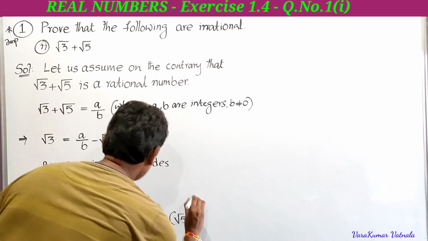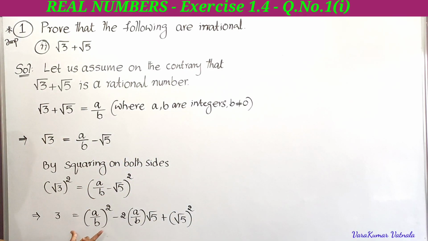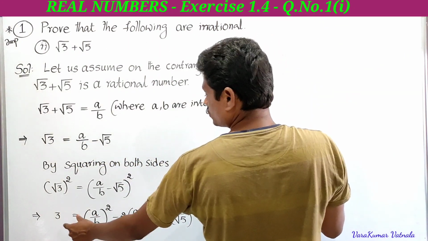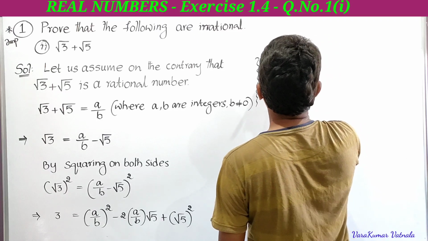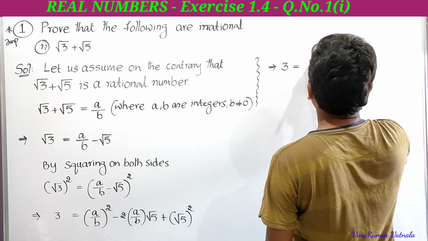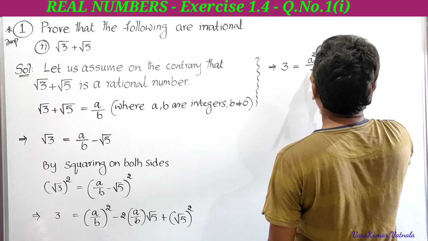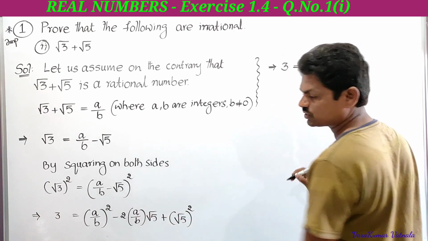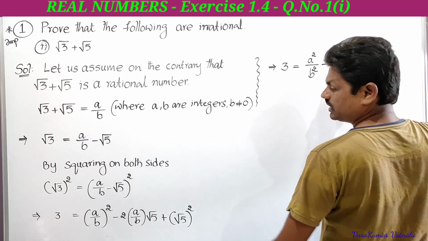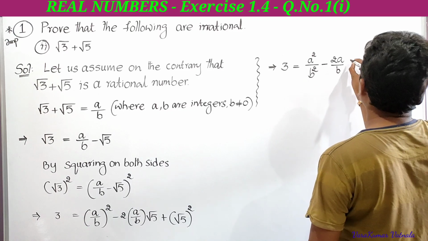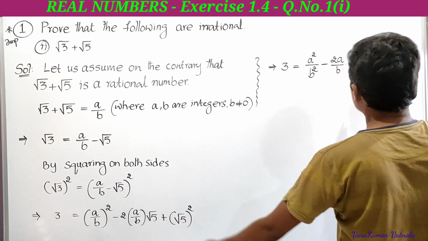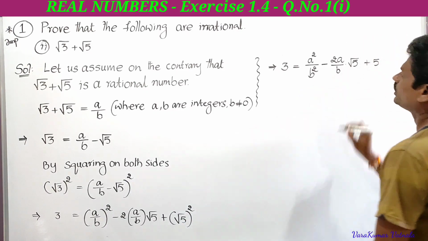Root 5 whole square. I have expanded using (a minus b) whole square. Now further I have to simplify. See here what we get. On the left hand side 3 is there. Write 3 as usual. 3 is equal to (a by b) whole square, which becomes a square by b square, minus 2a by b into root 5, plus root 5 whole square, which is 5.